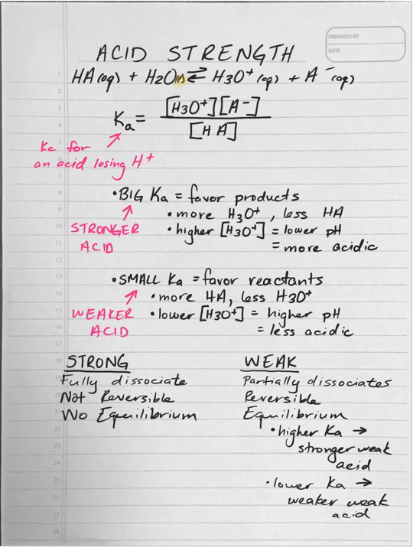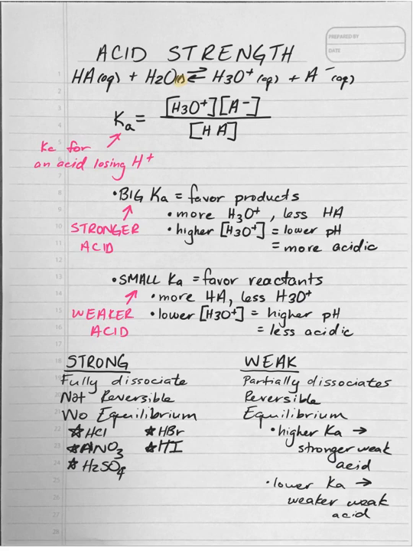So strong acids, you need to learn to recognize a few of these. HCl, HNO3, nitric acid, H2SO4, sulfuric acid. These three acids you absolutely need to know are strong acids. The other two that you should probably know are HBr and HI. These are also strong acids.